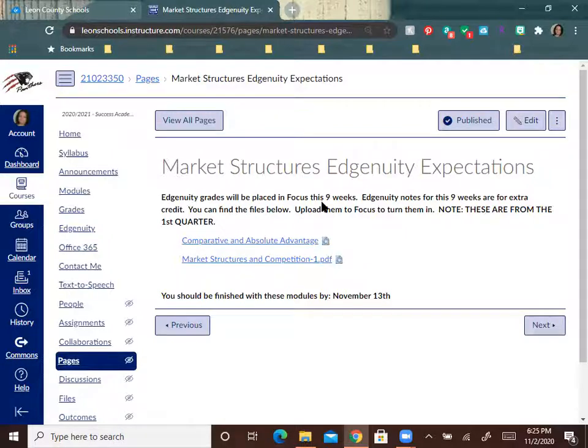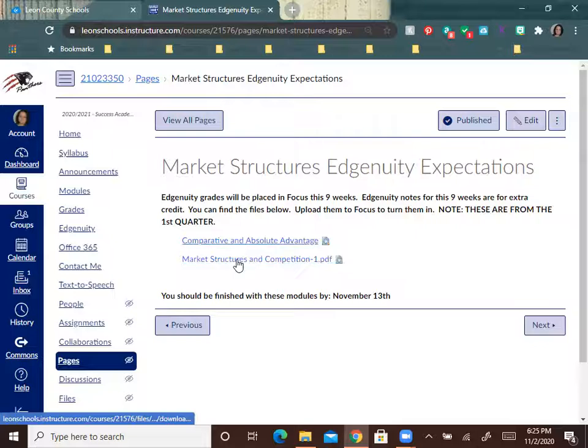Edgenuity grades will be placed in Focus this 9 weeks, and the Edgenuity notes for this 9 weeks are for extra credit. So you can find the notes files right here, and then you can upload them to Focus to turn them in. Now remember, these are from the first quarter. We stopped at profit. So if you went ahead, that's great.